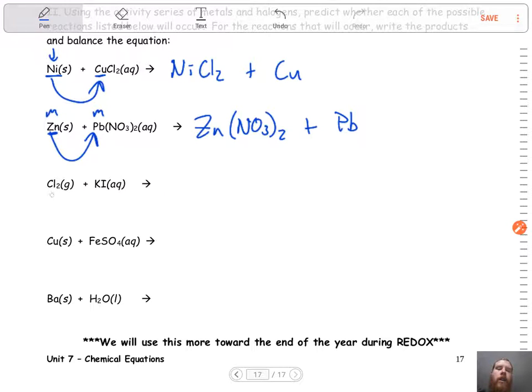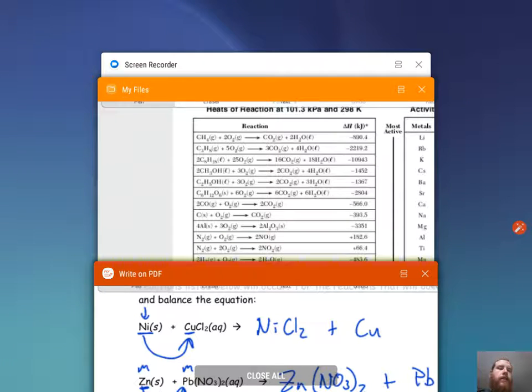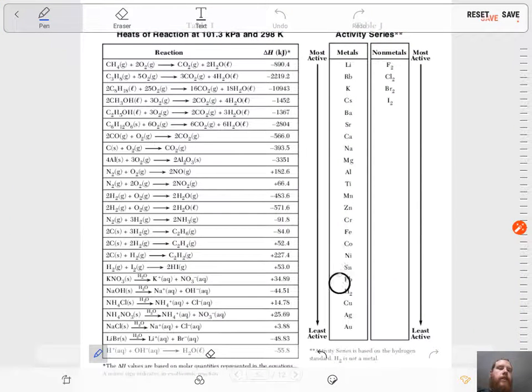All right, next one. Chlorine is going to try to kick out iodine. So I'm going to go over here to table J. I'm going to see, is it more active? Chlorine's right here, iodine's at the bottom.